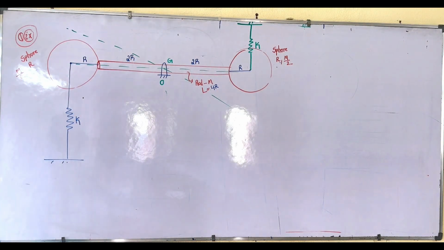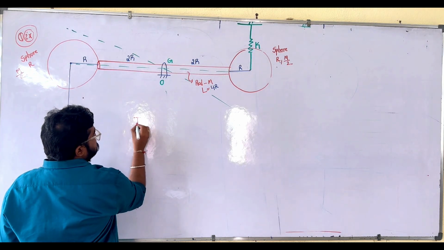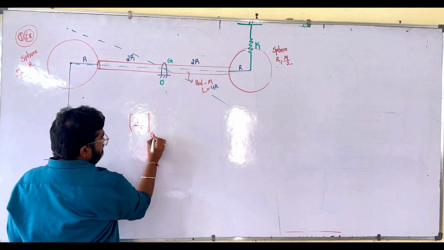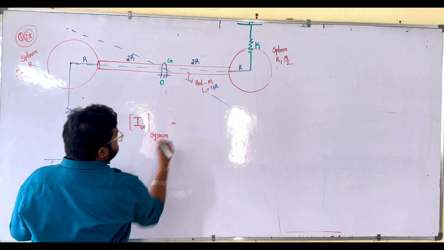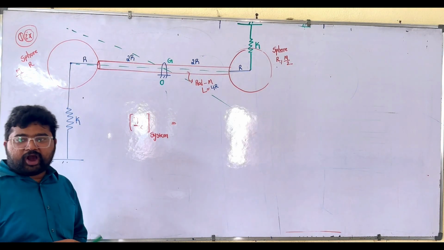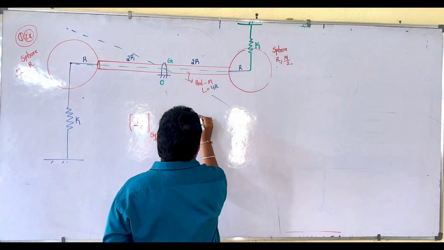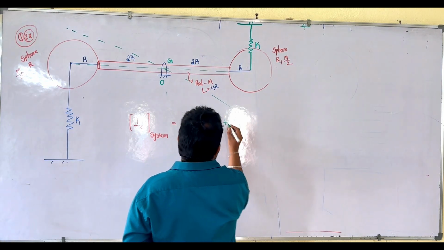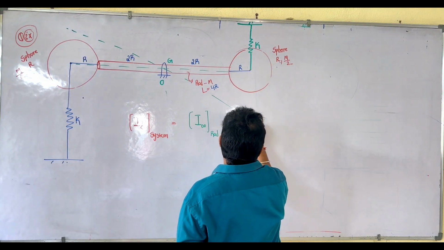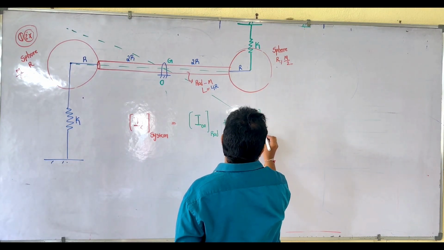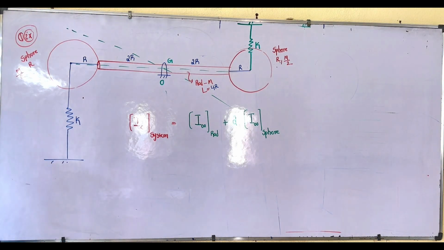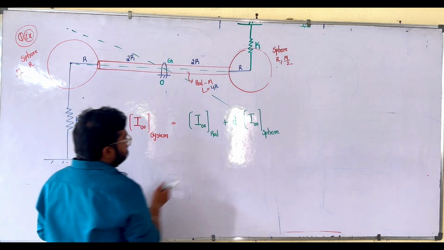What is the mass moment of inertia of the entire system about point OO? IOO of the entire system equals IOO of the rod, the mass moment of inertia of the rod about OO, plus 2 times IOO of the sphere. There are 2 spheres, so it is directly 2 times. Clear? How to write? Rod.